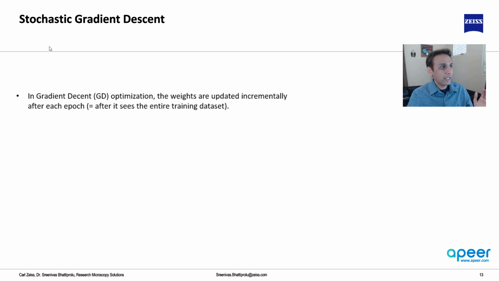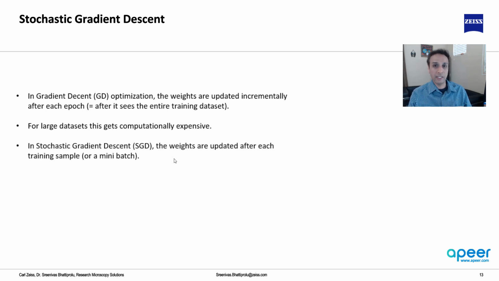Okay, so in gradient descent, the weights are all updated incrementally after each epoch. So once all the 10,000 points are gone, then it updates. In stochastic gradient descent, it's not that, which we'll see. But for large data sets, this is computationally expensive. If you have, let's say, 1 billion data points going through, this can be computationally very expensive. So what happens in stochastic gradient descent is the weights are updated after each training sample.